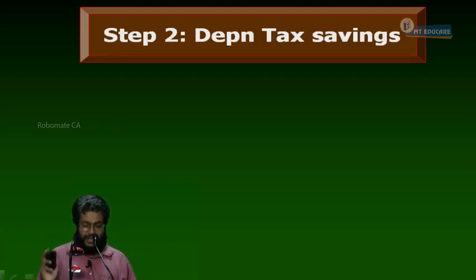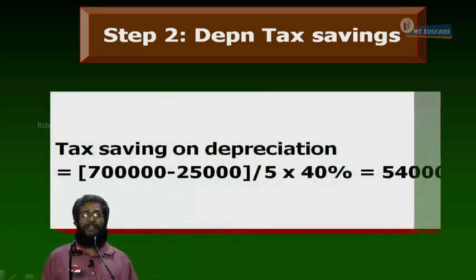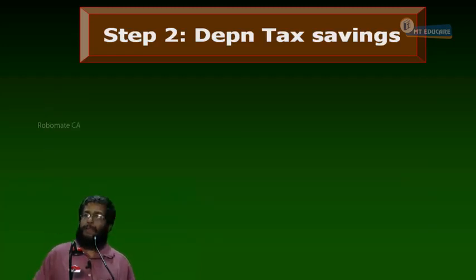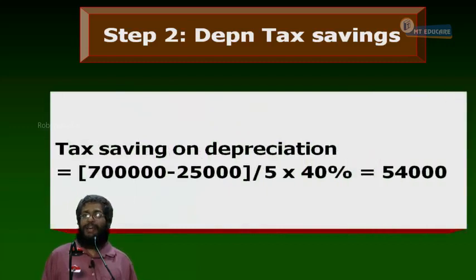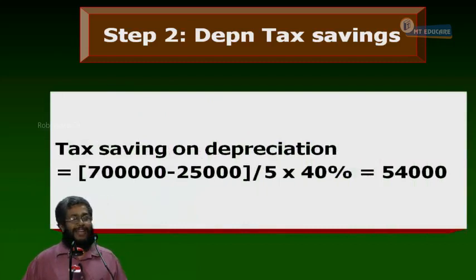How much rupees here? 25,000. 7 lakhs minus 25,000 divided by 5. What is the depreciation amount here? 1,35,000. Depreciation 1,35,000.